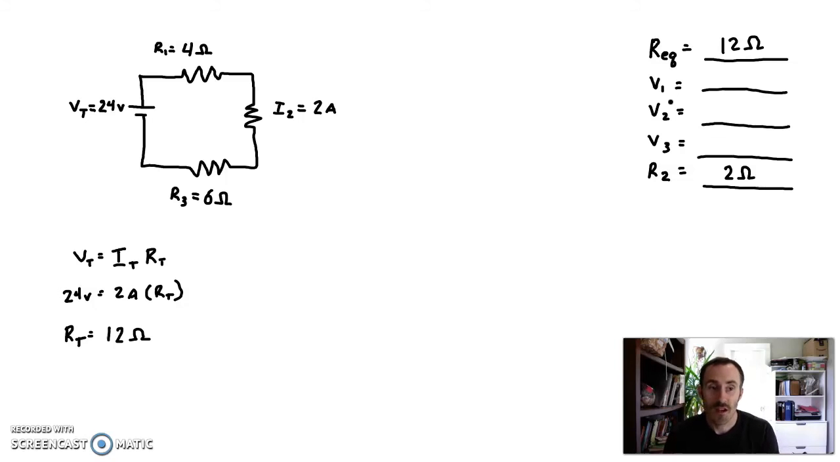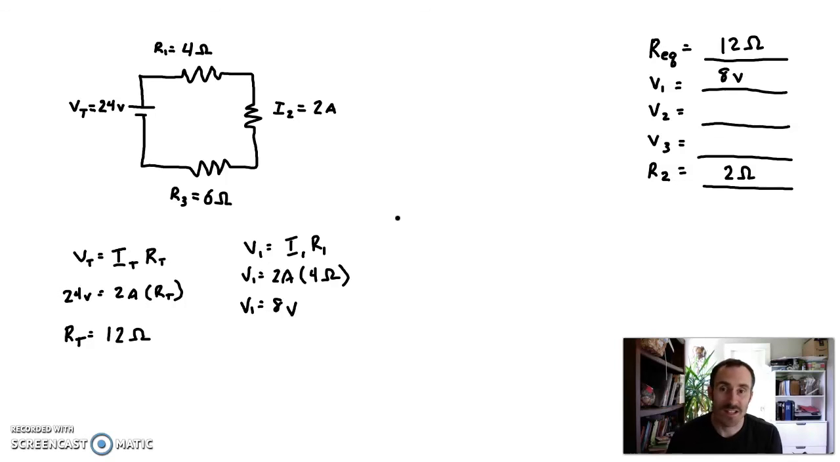Totally fine. So I now should be able to calculate V1, 2, and 3 for all 3 of these pieces. I should be able to do that because I know the current traveling through all of them. So R1 is 4 ohms, I1 is 2 amps. So then I can use V1 equals I1 times R1. So V1 is equal to 2 amps times 4 ohms, which gives me a total of 8 volts. So 8 volts is dropping across V1.